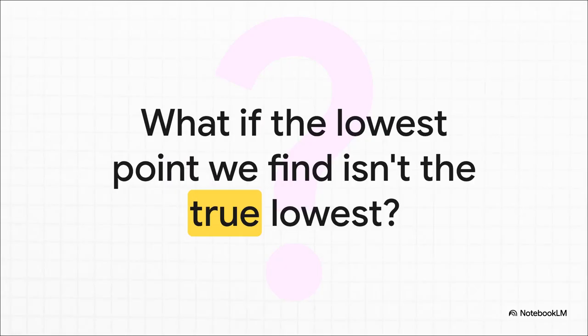And that leads to an even sneakier problem. Remember, our hiker is in a really thick fog. They can only see the ground right at their feet. So when they finally reach the bottom of a little dip and can't go any lower, how do they know it's the actual lowest point in the whole mountain range and not just some tiny pothole on the side of a much, much bigger mountain?